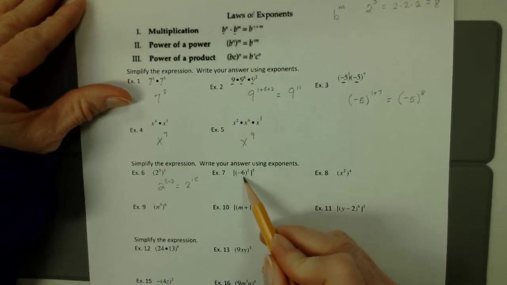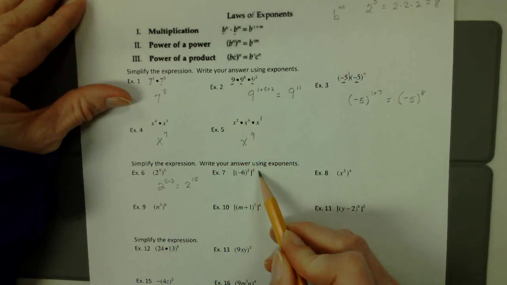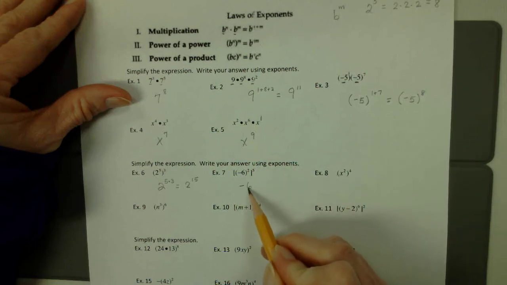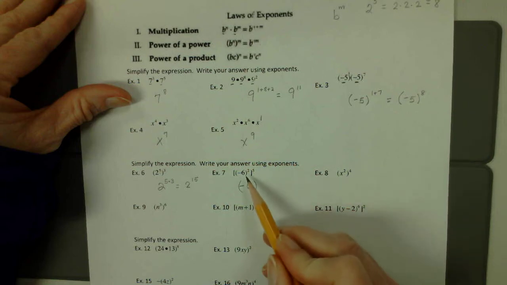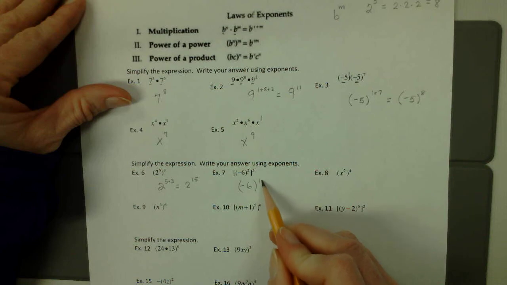Okay, next example, I've got -6 raised to the 2nd power, and I'm raising all that to the 5th. So I leave it as -6. The base doesn't change, but it's a power raised to another power, so we multiply. 2 times 5 is 10.